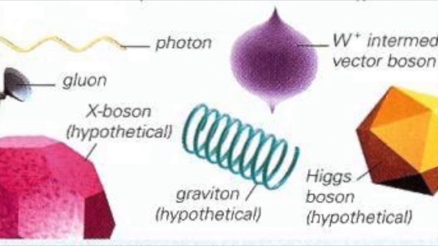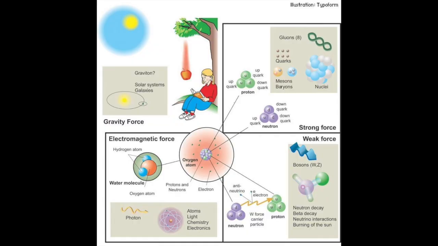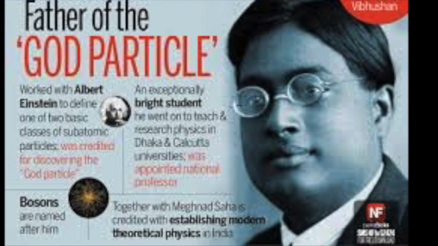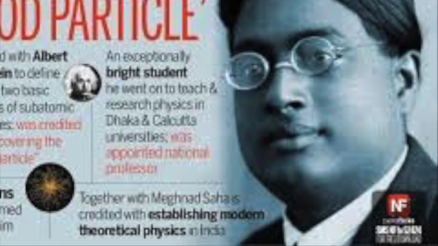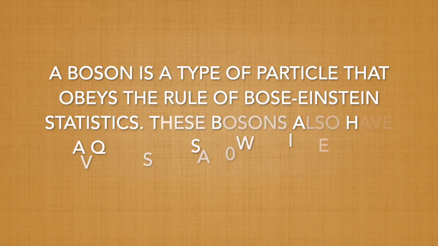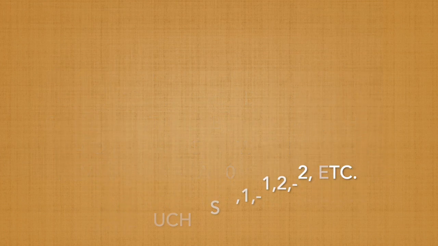Bosons are sometimes called force particles because it is bosons that control the interaction of physical forces such as electromagnetism and gravity. The name boson comes from the surname of Indian physicist Satyendranath Bose, a brilliant physicist who worked with Albert Einstein to develop a method of analysis called Bose-Einstein statistics. According to particle physics, a boson is a type of particle that obeys the rules of Bose-Einstein statistics. These bosons also have a quantum spin with integer value such as 0, 1, -1, 2, -2, etc.